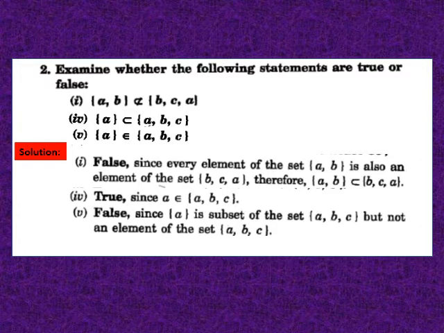Second, the set {a} is a subset of set {a, b, c}. Yes, it is true because the element a of the first set is present in the second set. So it is a subset. So this statement is true.